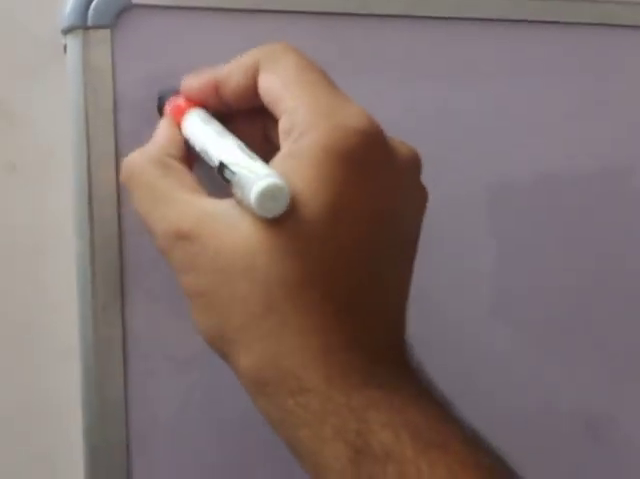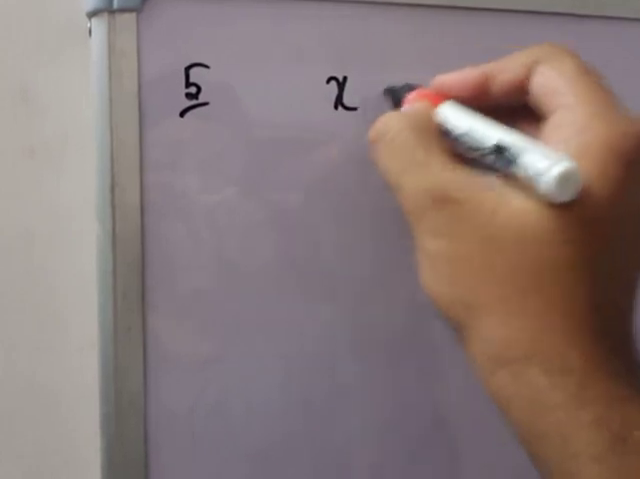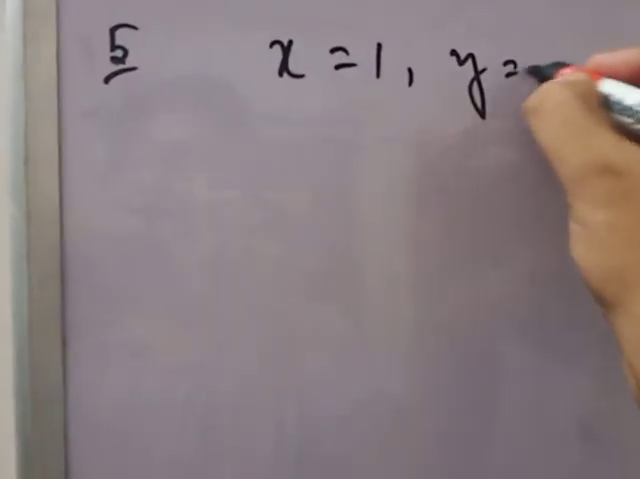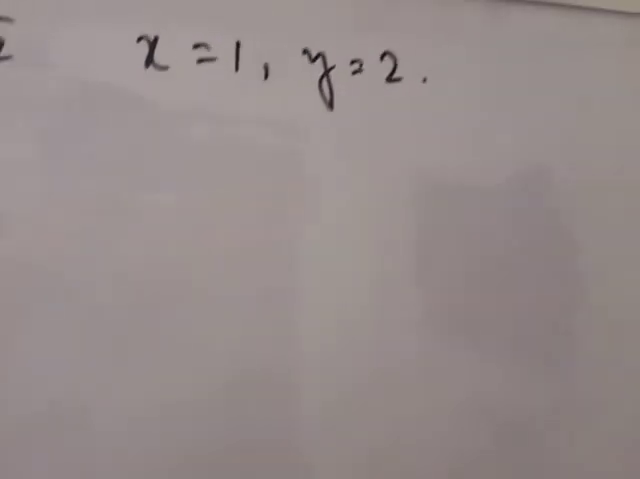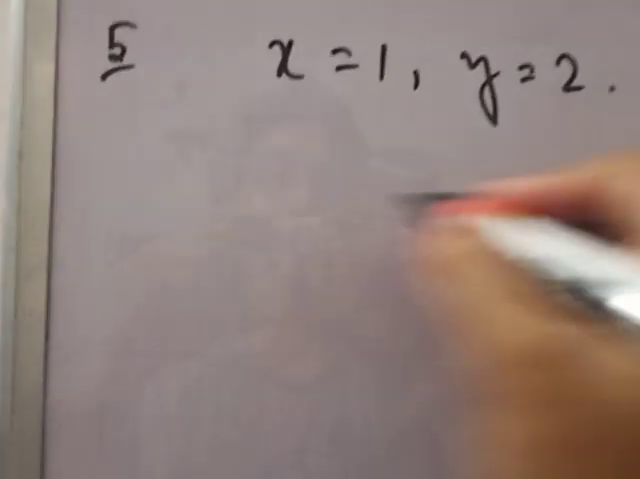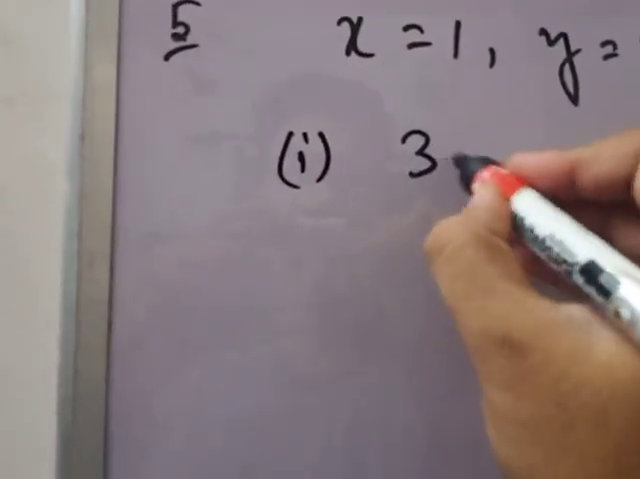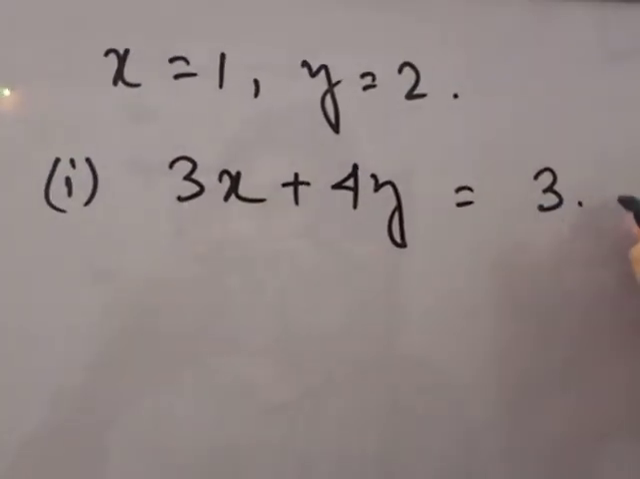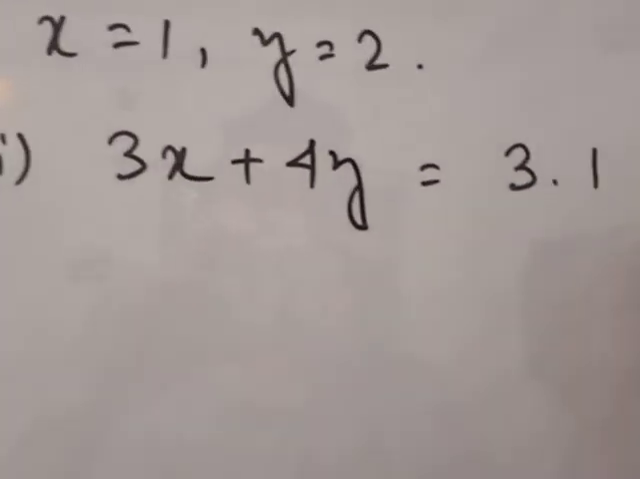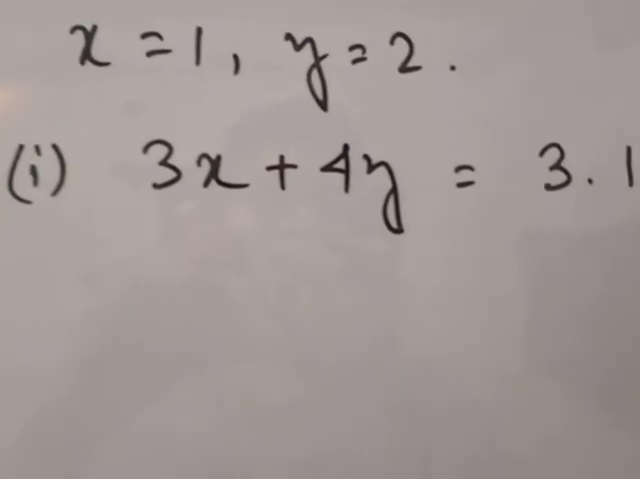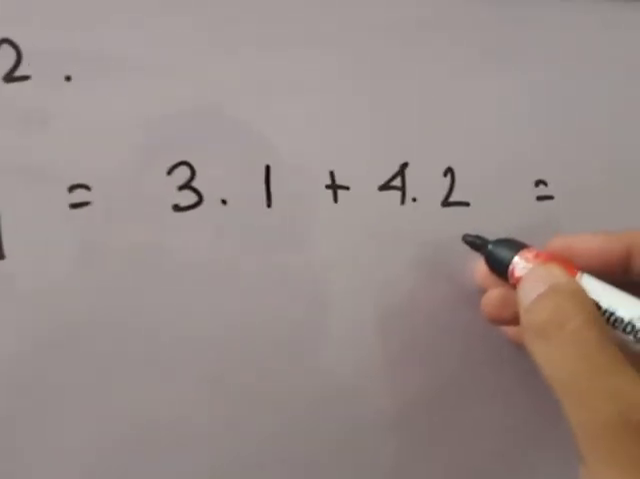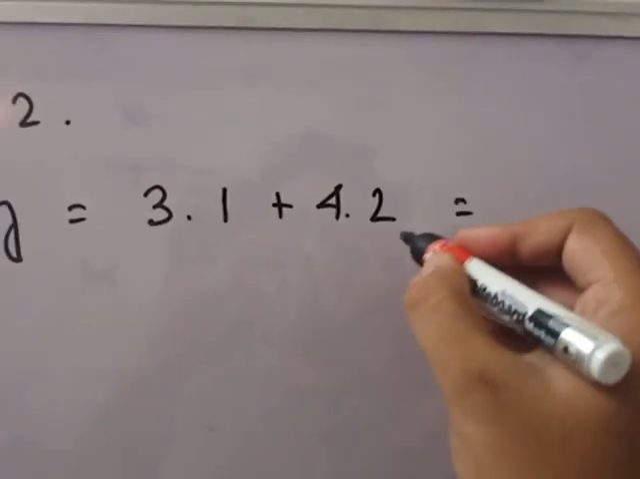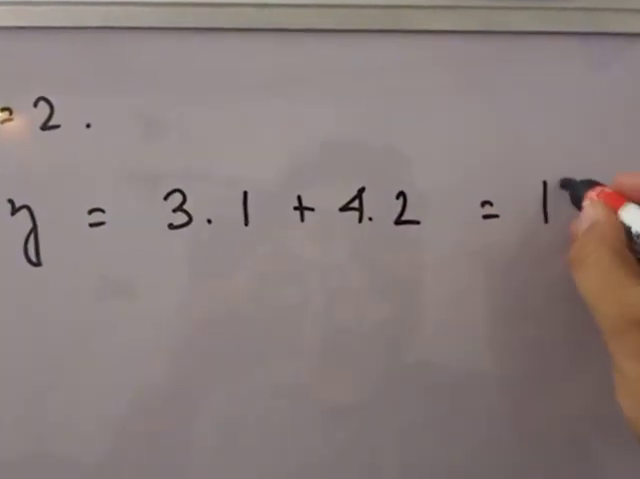Now next one, number 5. Given x equals 1, y equals 2. You have to find number 1, 3x plus 4y. So 3 into 1 plus 4 into 2. 3 into 1, 3. 4 into 2, this is 8. So 8 plus 3, this is 11.